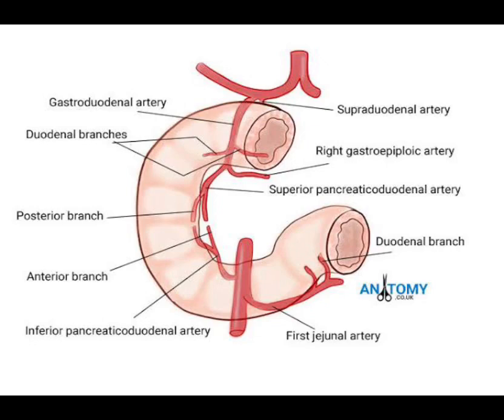Next, you should know about the venous drainage. The veins correspond to the arteries and drain into the superior mesenteric vein and into the portal vein. Coming to the nerve supply, the sympathetic innervation is derived from the celiac and superior mesenteric plexus, and the parasympathetic nerves are derived from both vagus nerves. This is all about the blood supply of the duodenum.